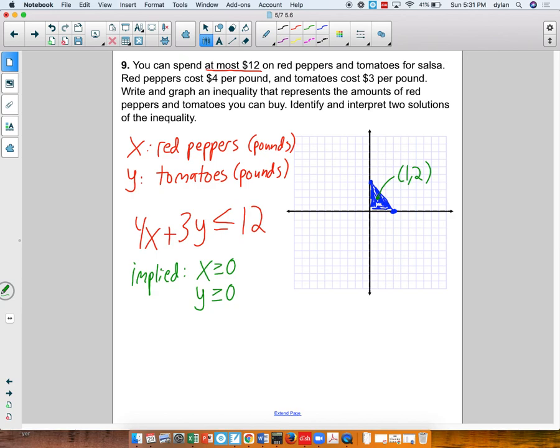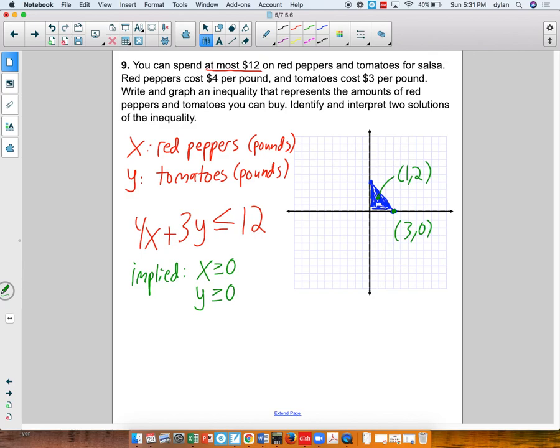Another solution point might be something like right here. I could say, okay, my solution is 3, 0. I'm buying 3 pounds of red peppers and no tomatoes at all. That'd be a really weird salsa, but you could do it. You would spend a total of $12. So when it says identify and interpret solutions of the inequality, solutions can be on the edge or in the middle of the inequality.